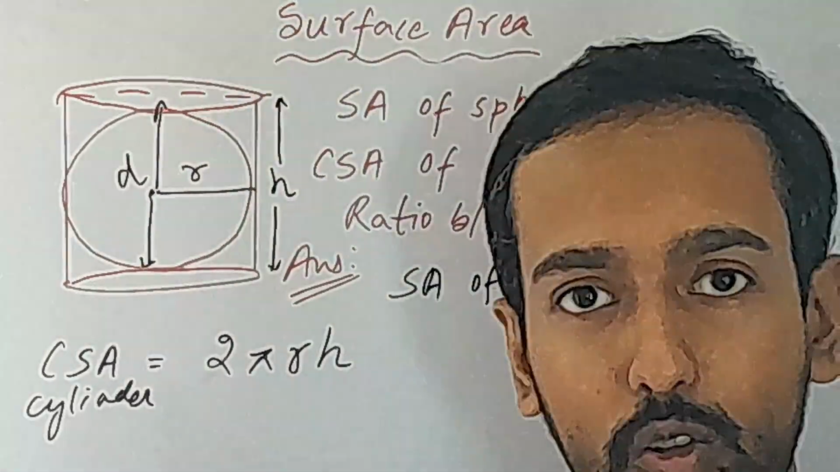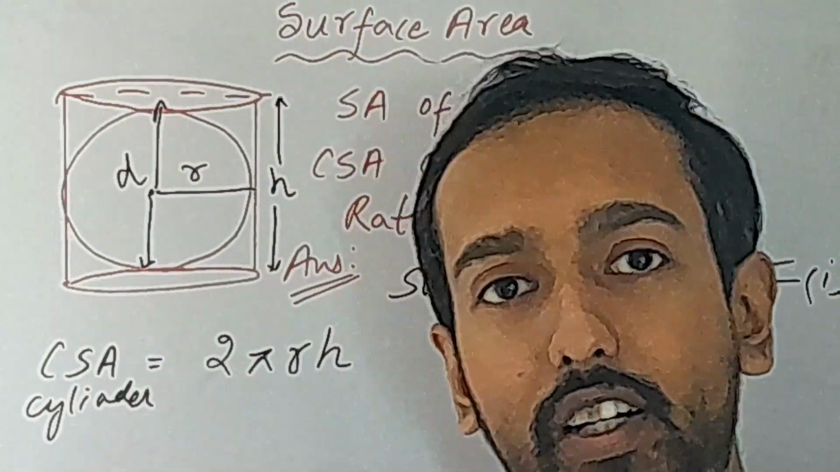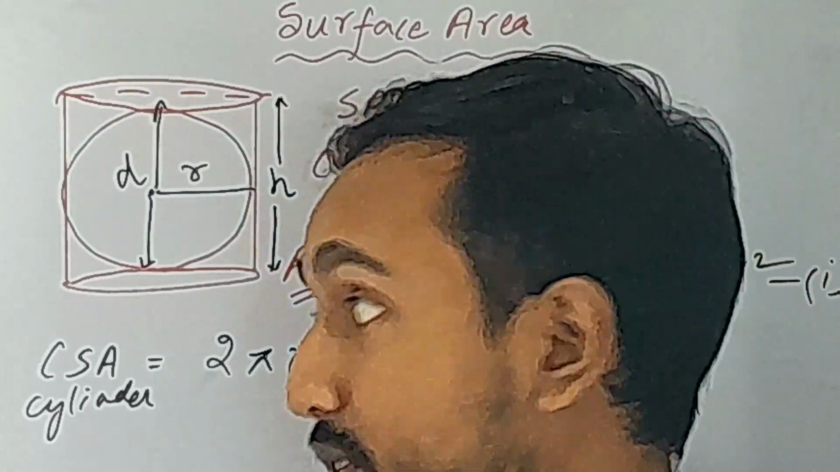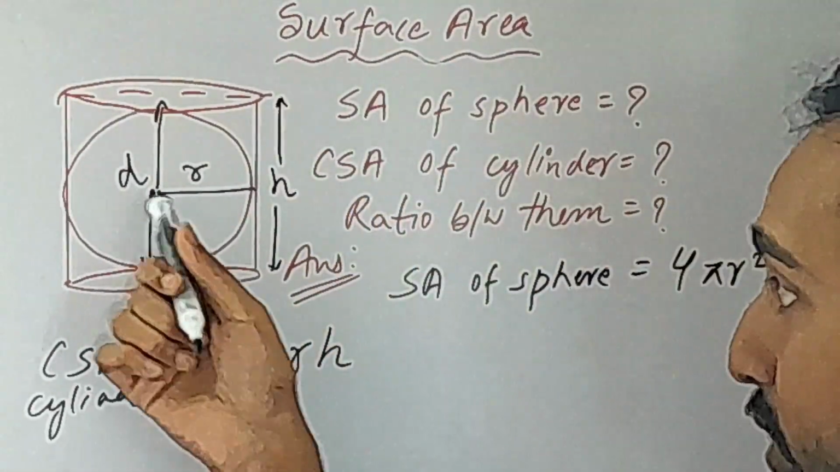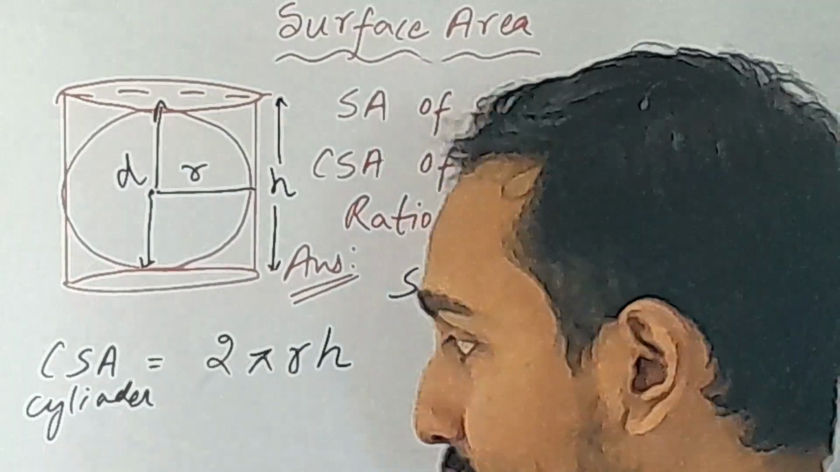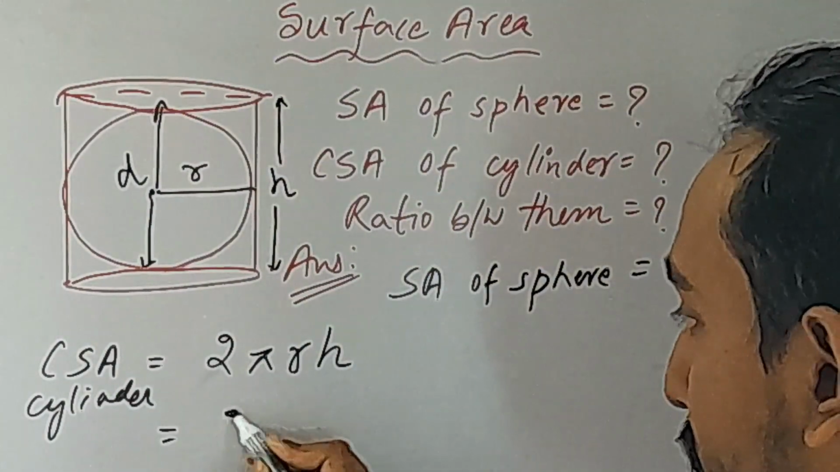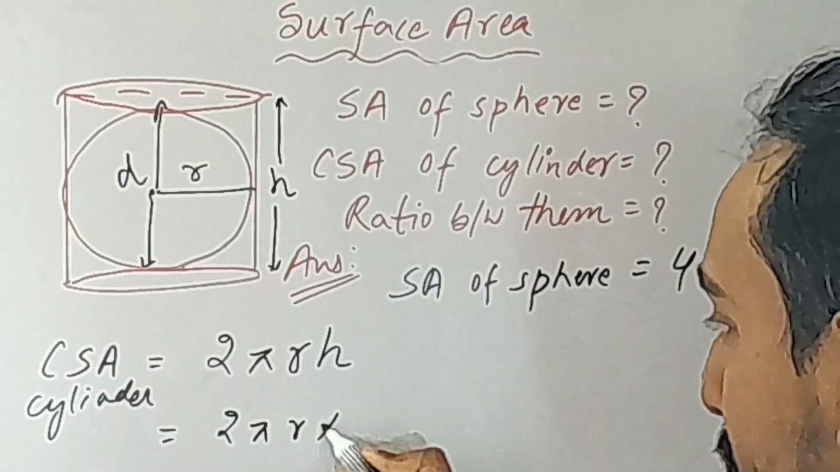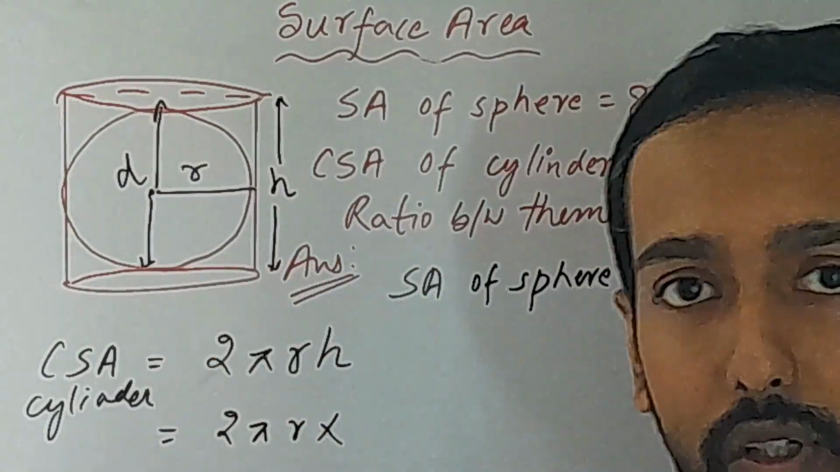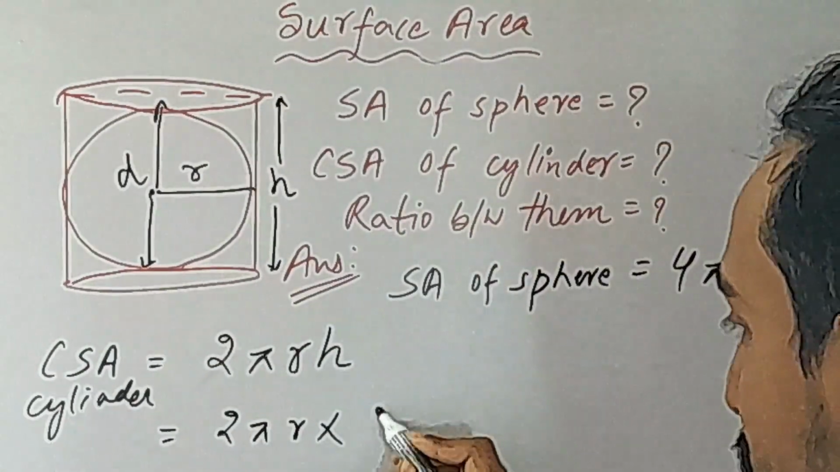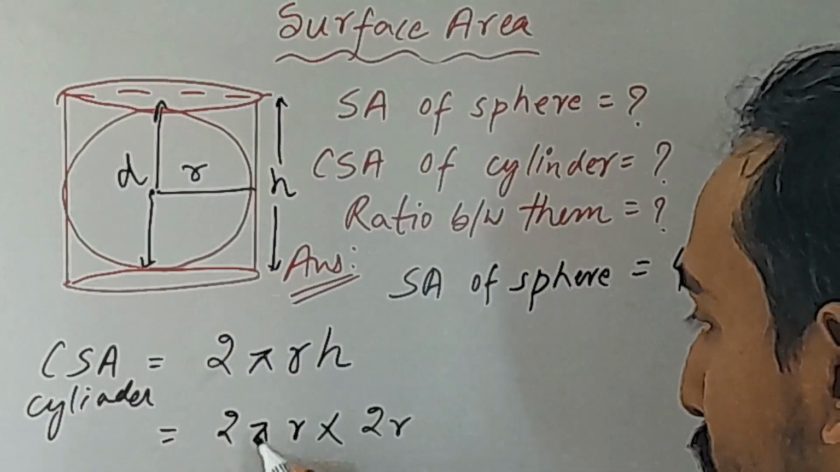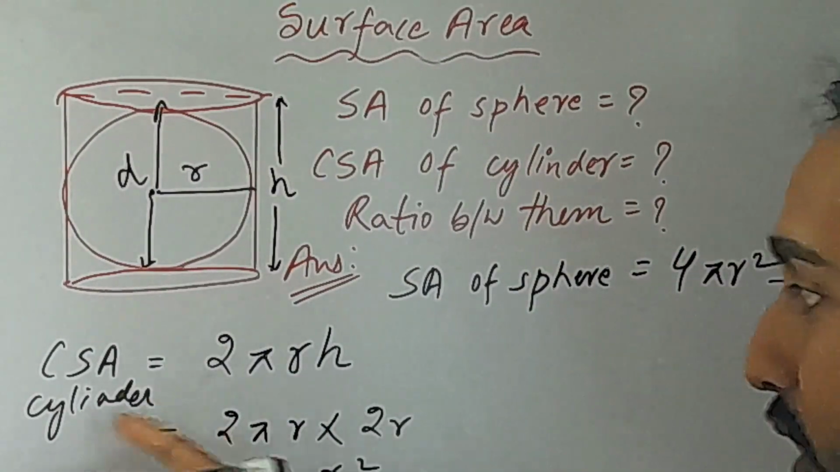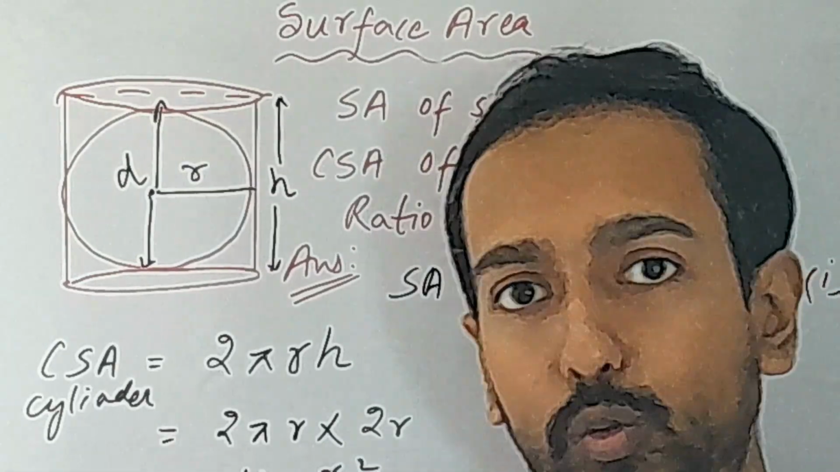So in this question you can easily see, if you observe very carefully, that the total height of the cylinder is the same as the diameter of the sphere. Since we know that diameter is twice the radius, in the formula 2 pi r h we keep 2 pi r as it is, and in place of height we use the diameter, which is 2r. So it comes out to be 4 pi r square. The curved surface area of the cylinder comes out to be 4 pi r square.